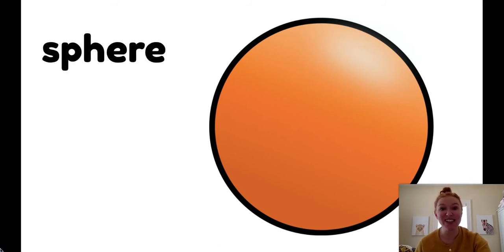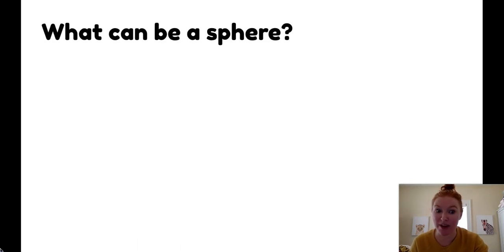A sphere is another name for a ball, right? A ball has no flat sides on it, and it rolls around all over the place, right? If it had a flat side, it would stay put. But it doesn't have any flat sides. It rolls around. That's a ball. Let's look and see what other things can be a sphere.